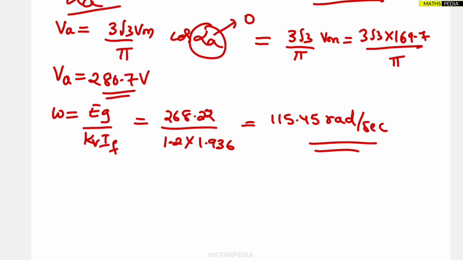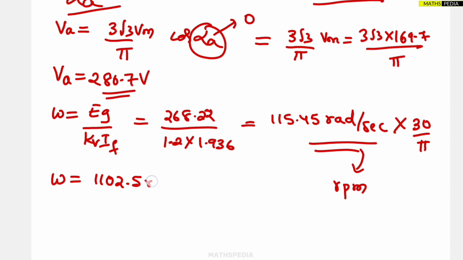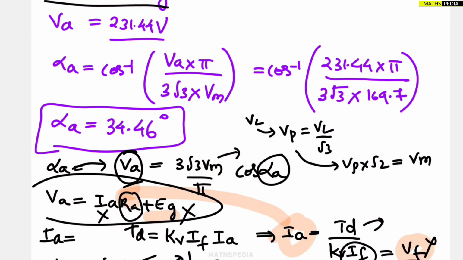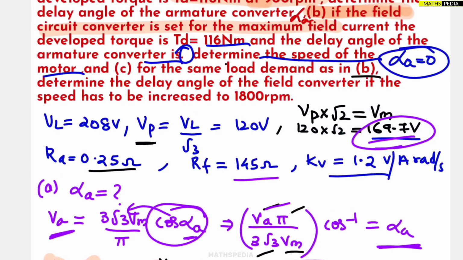In order to convert this into RPM, as we have discussed before also, we have to just multiply this by 30 by pi, not pi by 30, 30 by pi. So omega becomes, if you multiply by 30 by pi, 1102.5 RPM. This is the speed of the motor in RPM. This is the second part, B part of the question. Now let us go for the last part of the question.